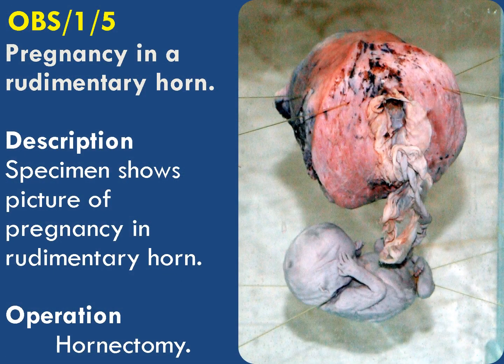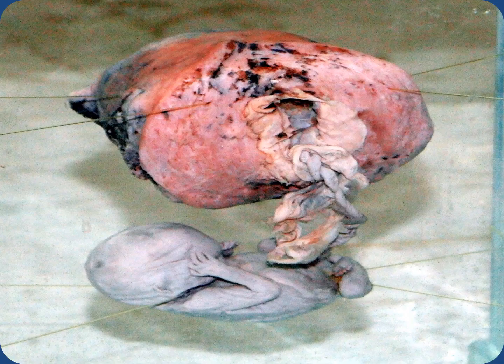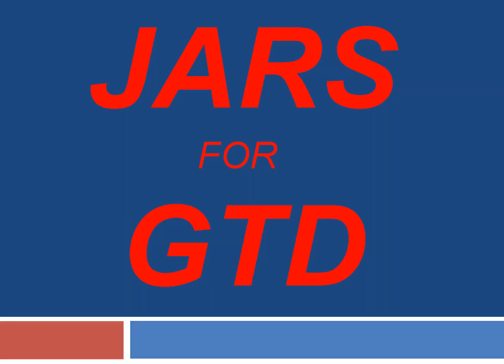This jar represents a case of ectopic pregnancy in a rudimentary horn removed by hornectomy. This is a full screen picture of the previous jar. The rudimentary horn is sectioned and characterized by its thick myometrium surrounding the gestational sac. The baby is found outside the horn. The following slides demonstrate some jars for gestational trophoblastic disease.